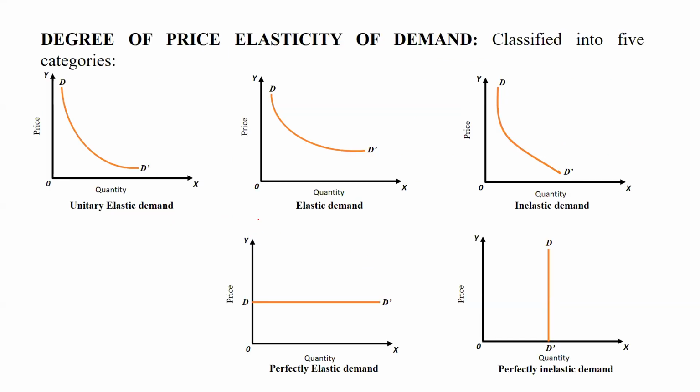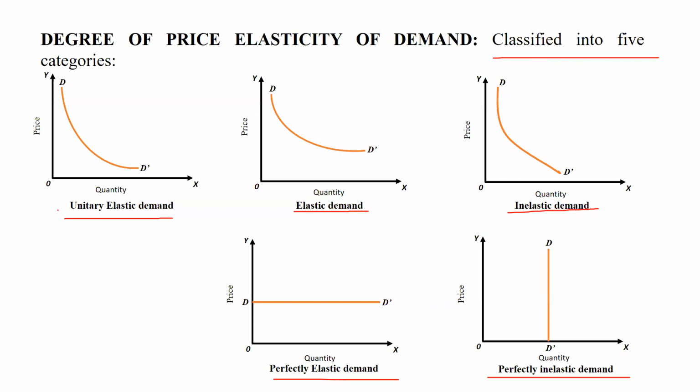But before this, let's understand the degrees of price elasticity of demand. We can categorize into five categories. Number one is unitary elastic demand. Another one is elastic demand. The third one is inelastic demand. The fourth one is perfectly elastic demand. And the last one is perfectly inelastic demand. I will explain all these five degrees of elasticity one by one with examples.